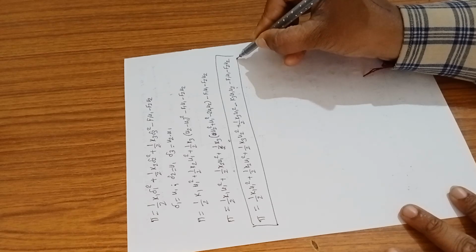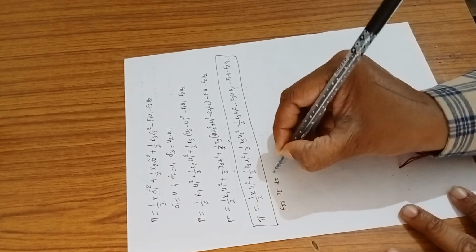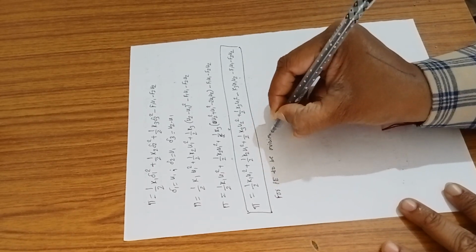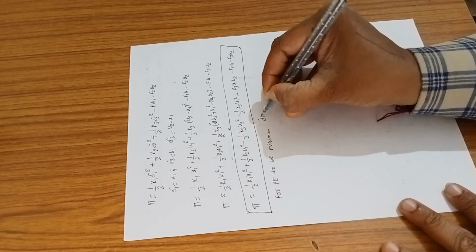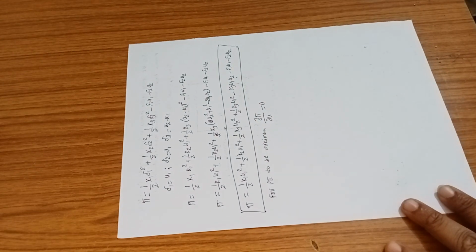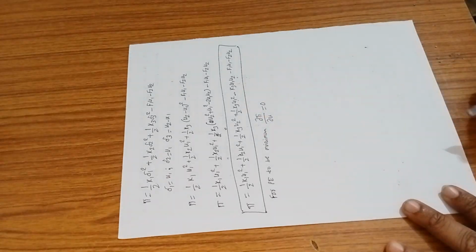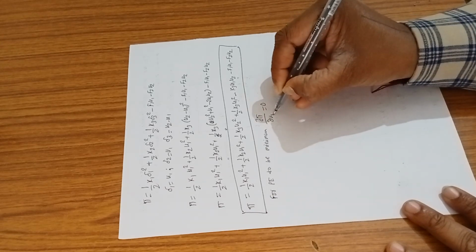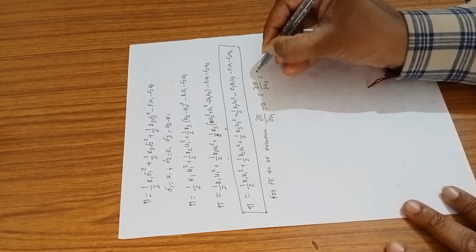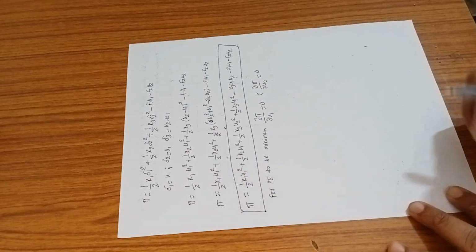Now what you have to do is, for this potential energy to be minimum, for PE to be minimum, dou pi by dou u should be equal to 0. So u is nothing but displacement. In this problem we have two displacements, u1 and u2. Therefore dou pi by dou u1 and dou pi by dou u2 both have to be equal to 0. So whenever you partially differentiate this with respect to u1 and u2, you have to get the answer as 0.